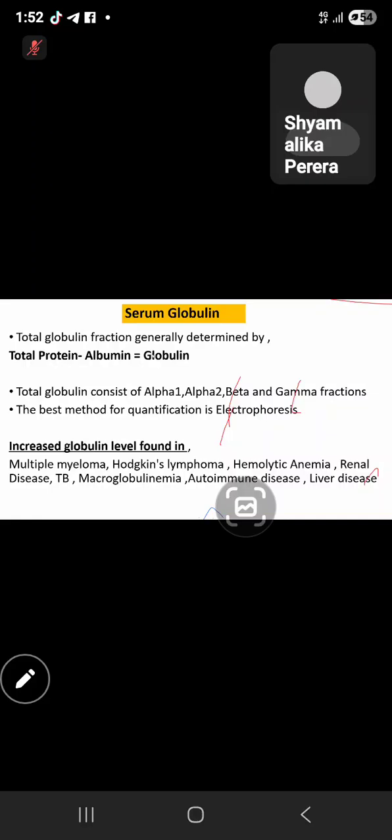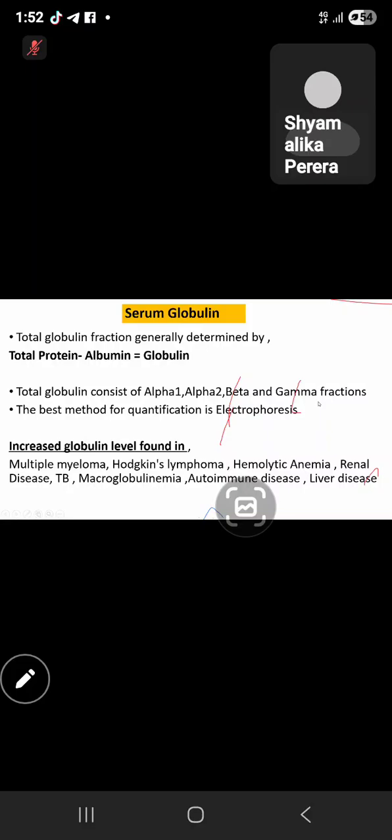To detect serum globulin, there are actually many methods, but in routine practice, most of the time we subtract the albumin level from the total protein, and then you can get your globulin. The globulin consists of alpha 1, alpha 2, beta and gamma fractions. The best way to quantify these separated globulins is electrophoresis.